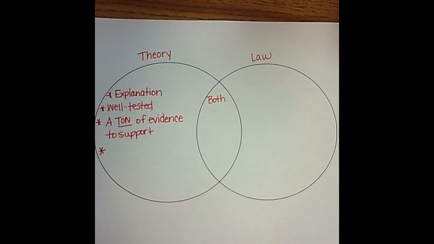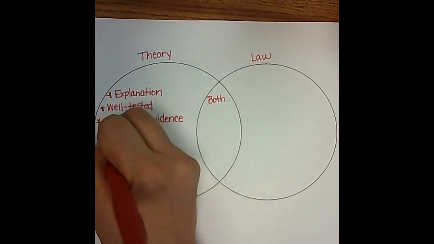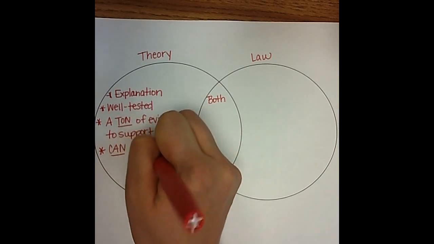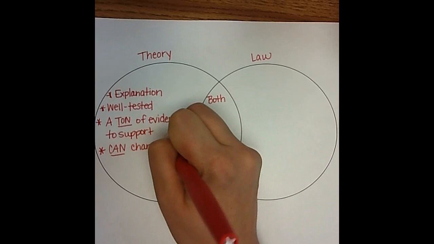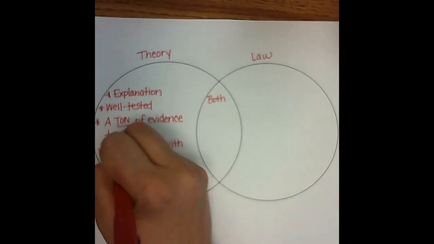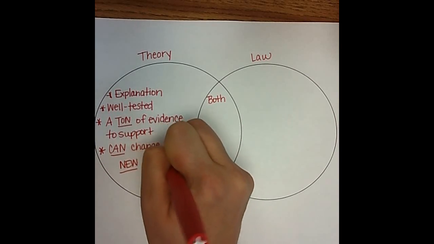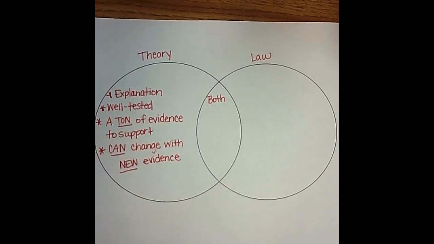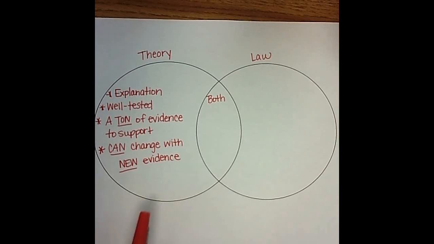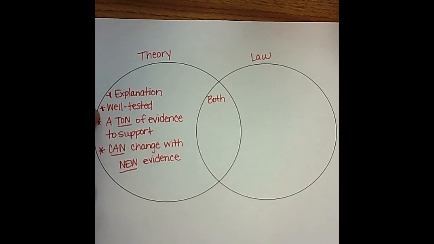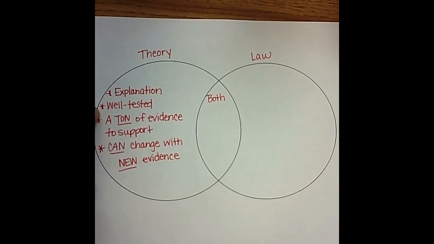Okay, and a theory can change with new evidence. So if you have a theory and someone does a new experiment and they have something else to add to it, a theory can change. Okay, it's all supported by evidence. It's going to explain something in science. It's well tested. It's not just something that someone just said one time.